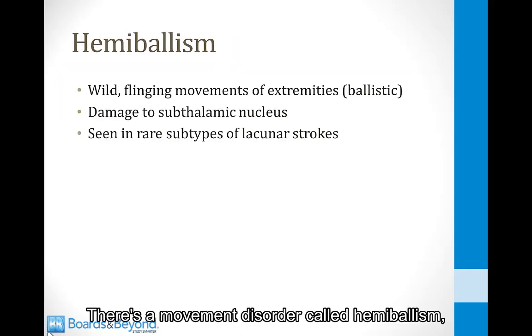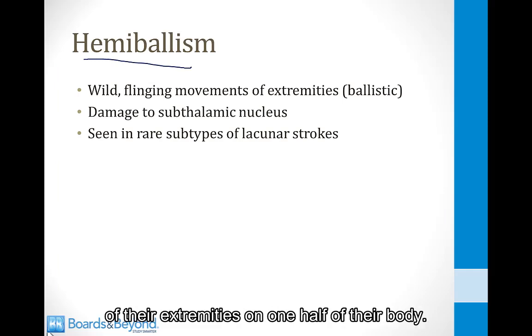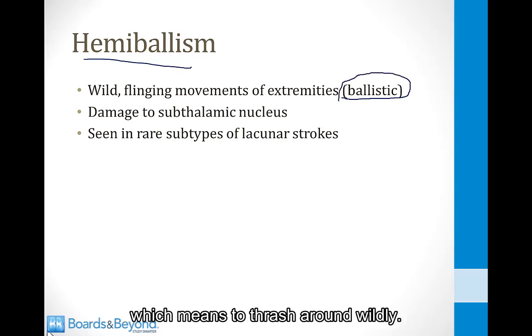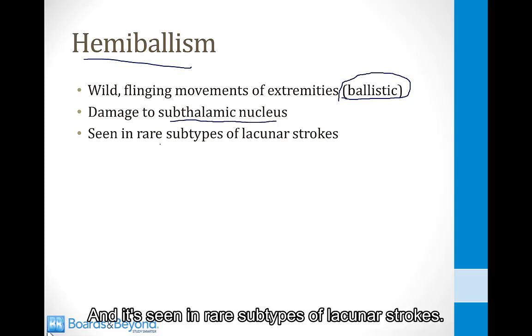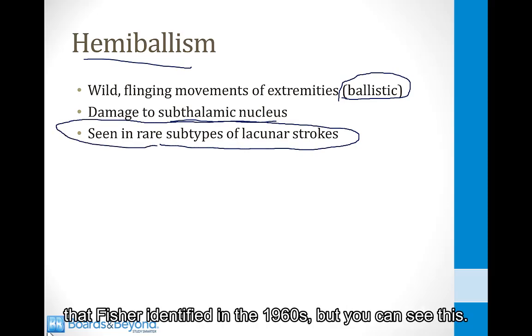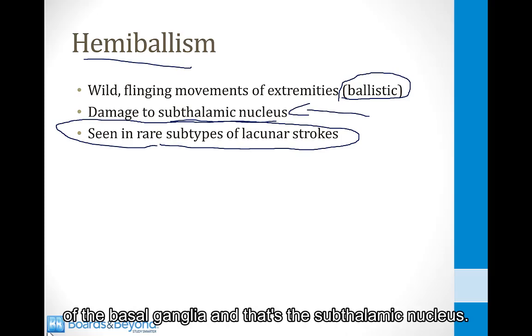There's a movement disorder called hemiballism, where patients have wild, flinging movements of their extremities on one half of their body. You may know the term ballistic, as in to go ballistic, which means to thrash around wildly. These patients are hemiballistic, so half of their body is moving wildly. And this happens when there's damage to the subthalamic nucleus, and it's seen in rare subtypes of lacunar strokes. This is not one of the 5 subtypes that Fisher identified in the 1960s, but you can see this. And the boards like to ask you about this because it involves damage to a specific portion of the basal ganglia, and that's the subthalamic nucleus.